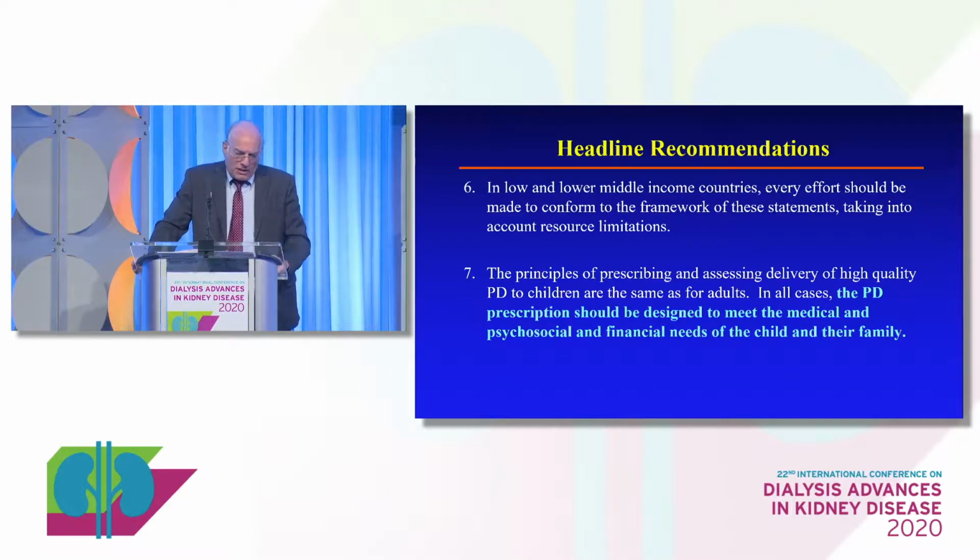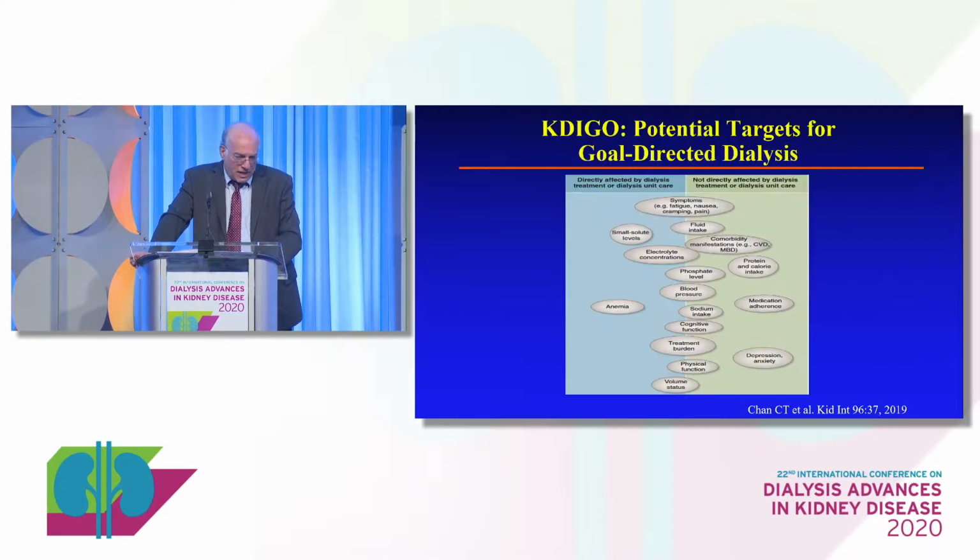Low and lower middle income countries, I think we can forego. The principles of prescribing and assessing delivery of high quality PD to children are the same for those of you in the pediatric population. The PD prescription should be designed to meet the medical and psychosocial and financial needs of the child and their family. Again, a very personalized approach.